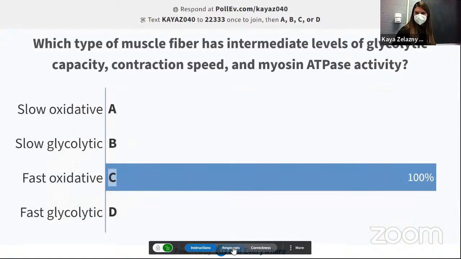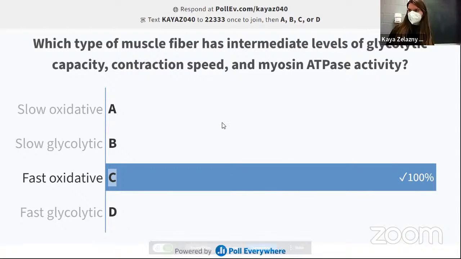Great. Yeah, our fast oxidative fibers are the ones that are intermediate between our two other types of fibers because they have some fast qualities like our fast glycolytic fibers, but they have some oxidative qualities as well.